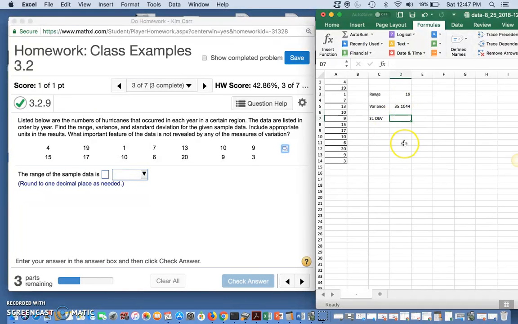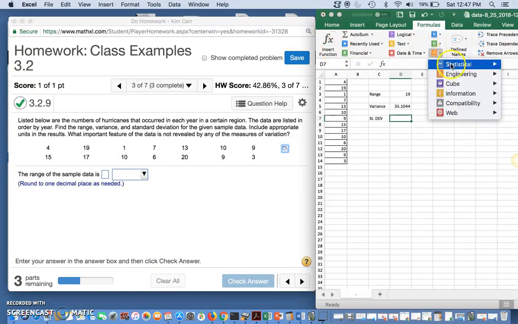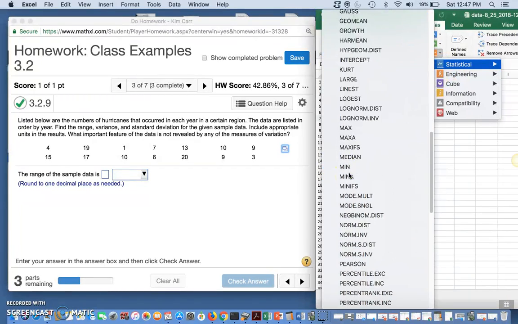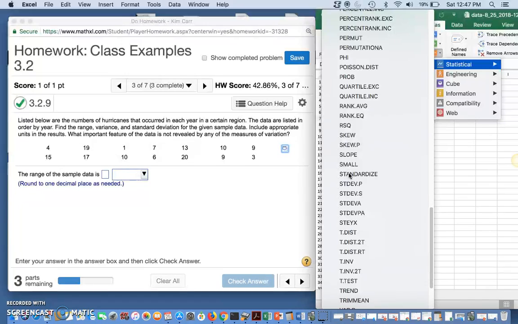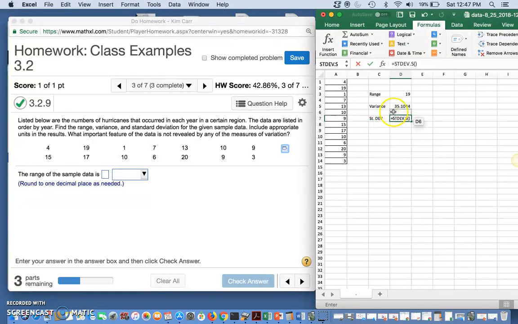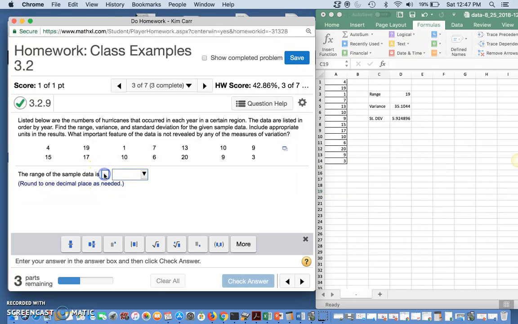Now the standard deviation is the square root of that, but we need to practice finding our formulas, or telling it what to do. Standard deviation S is probably sample. And what is that for? This same group. Okay, now we've got those three answers. Let's see how well we did.